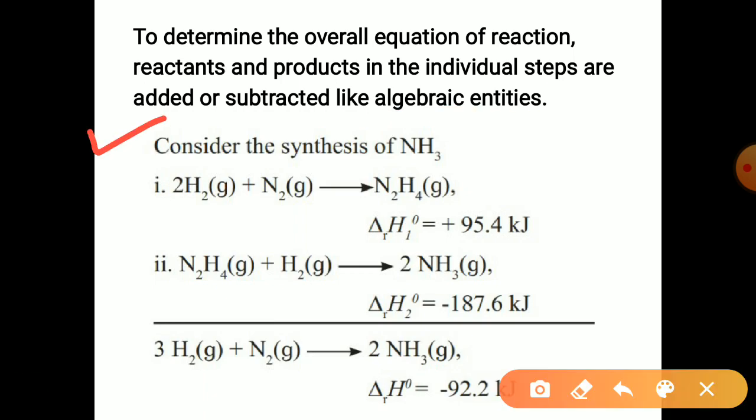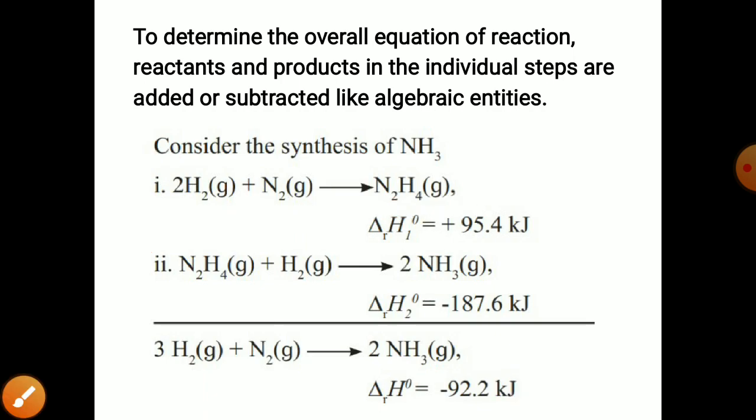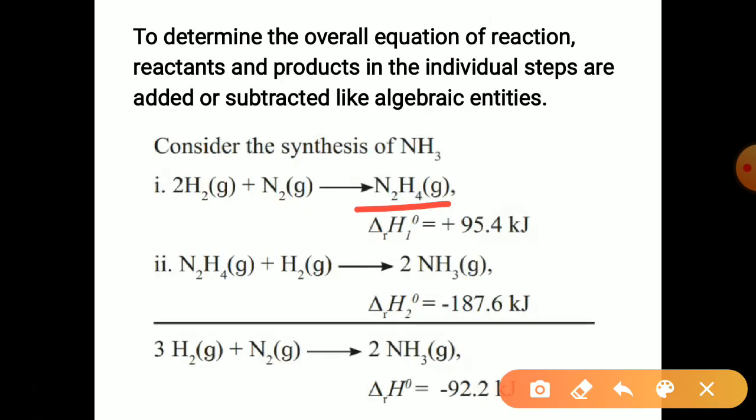Let us see an example. Consider the synthesis of ammonia. Ammonia can be synthesized in two steps. The first step is 2 moles of hydrogen gas reacting with 1 mole of nitrogen to form N2H4. For the formation of N2H4, this much energy is absorbed, which means this much energy is provided from the outside. So this reaction is endothermic.